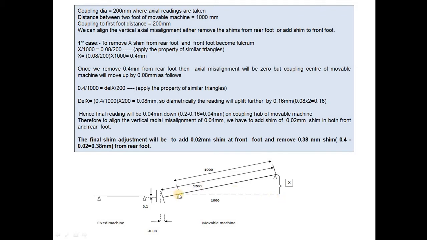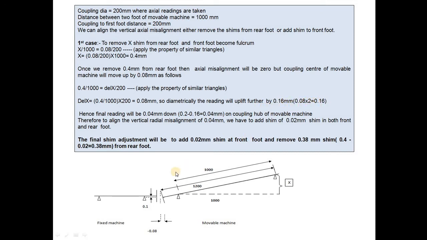This will act as a fulcrum. Once you remove 0.4 shim from the bottom, this particular point will move up because this acts as a fulcrum. So how much the center will move, that also we have to find out. Again the same calculation: X divided by 1000 is equal to this distance, 200, divided by this distance, that is X. We get X equal to 0.08. So the center will move 0.08, which means the diametrical reading will be 0.16.